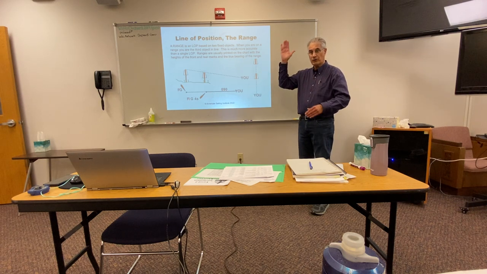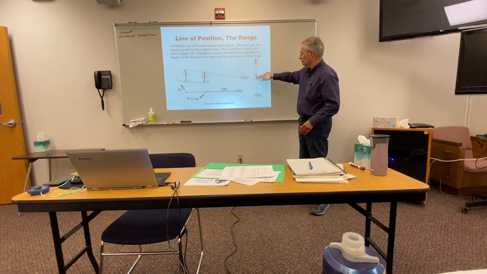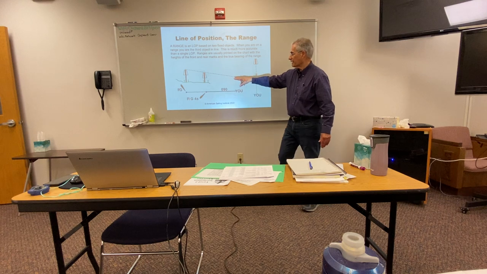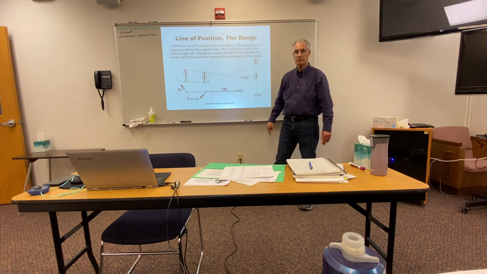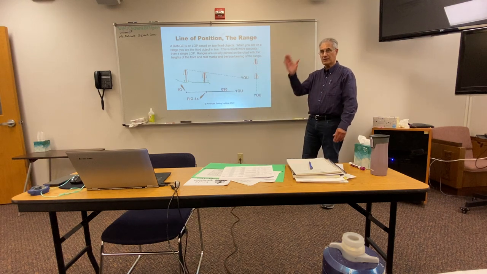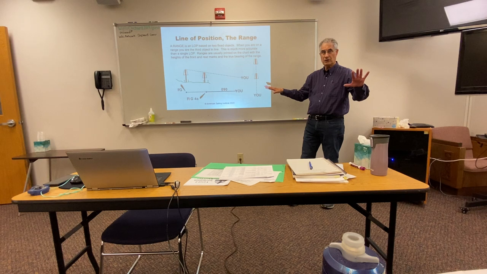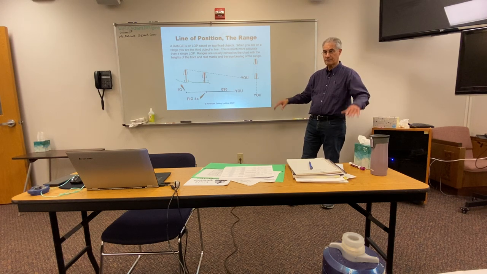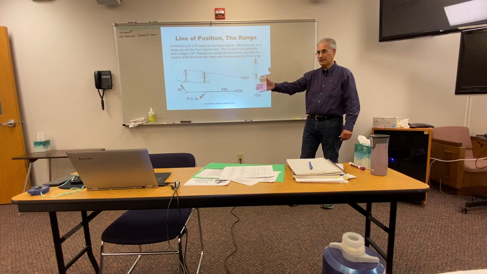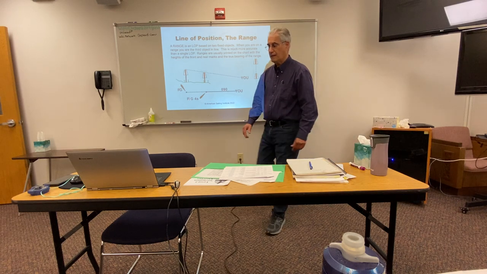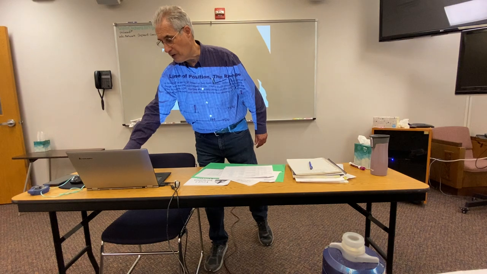So they'll put in two marks. One will be lower than the other, like here, so that you can see both of them at the same time. And you can follow by going straight at them. You can go straight in and miss the hazards. That's what ranges are used for. They help you go directly in. There's an example of one.